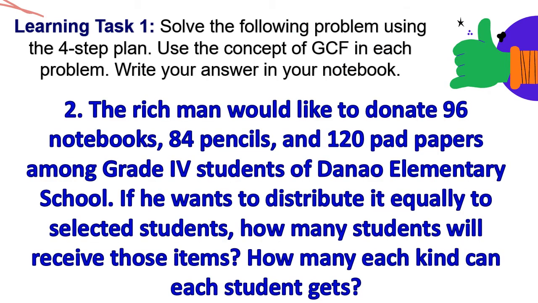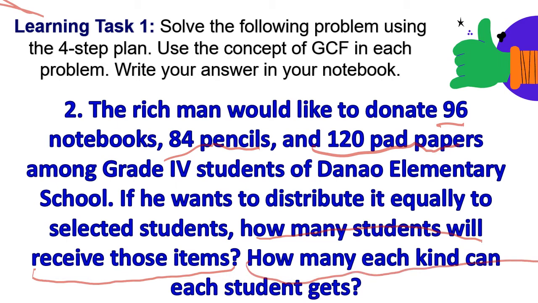Number 2. The rich man would like to donate 96 notebooks, 84 pencils, and 120 pad papers among grade 4 students of Danao Elementary School. If he wants to distribute it equally to selected students, how many students will receive those items? May una tayong question. How many students will receive those items? Ang kukunin ay yung GCF for this first question. Next, how many each kind can each student get?